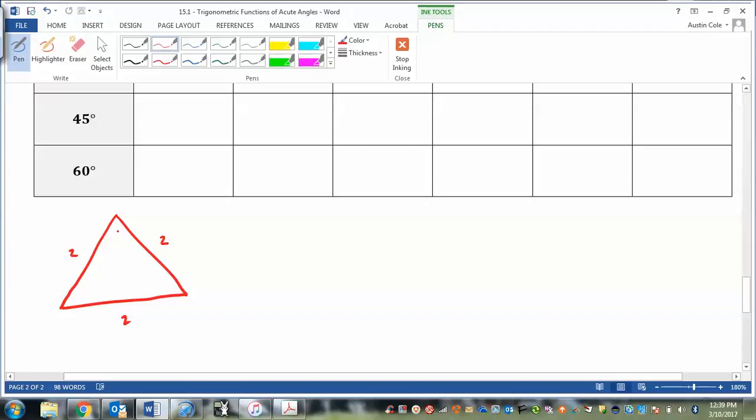What's each angle measure, guys? 60. It's 60. Why 60, Logan? The triangle itself has to equal 180 degrees. So 60, 60, 60. Now, here's what I want to do. I want to split this guy in half. Now, what's this? 1. That's 1, and that's 1.